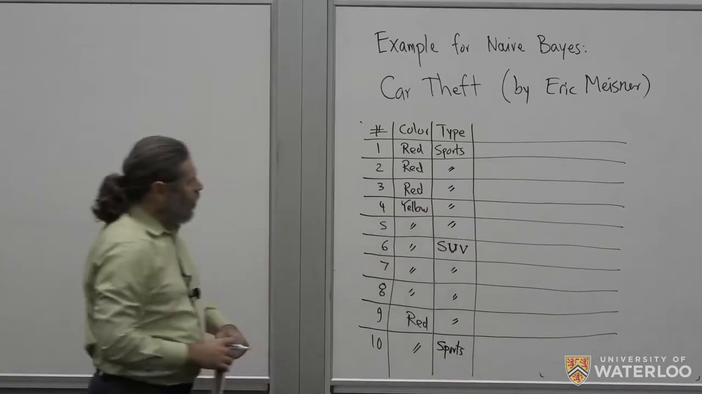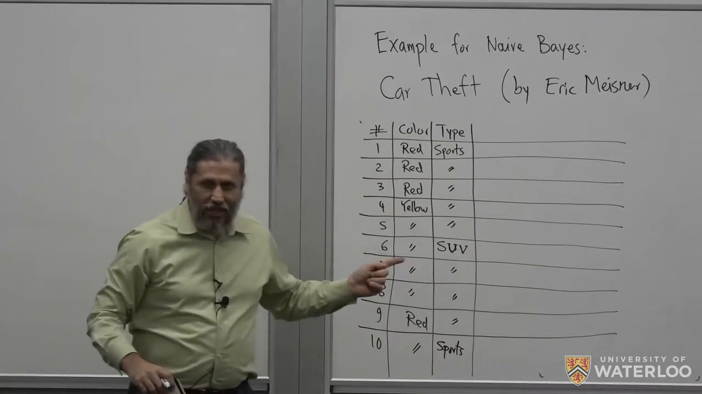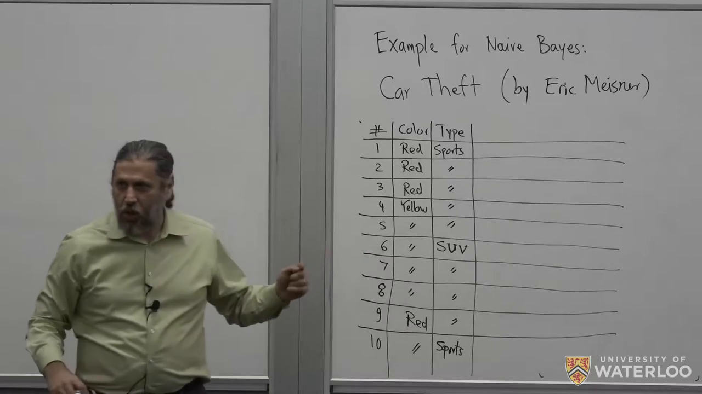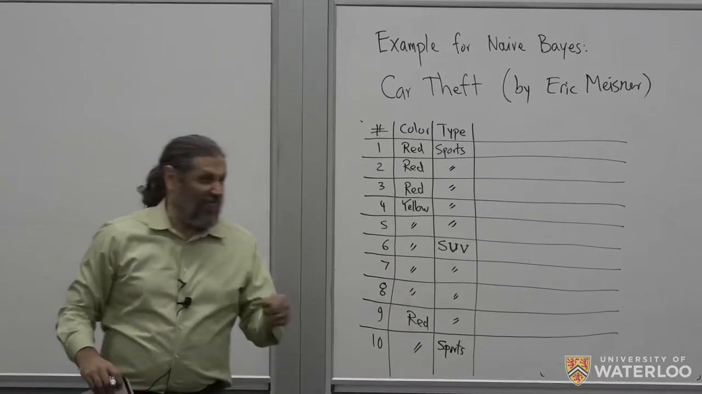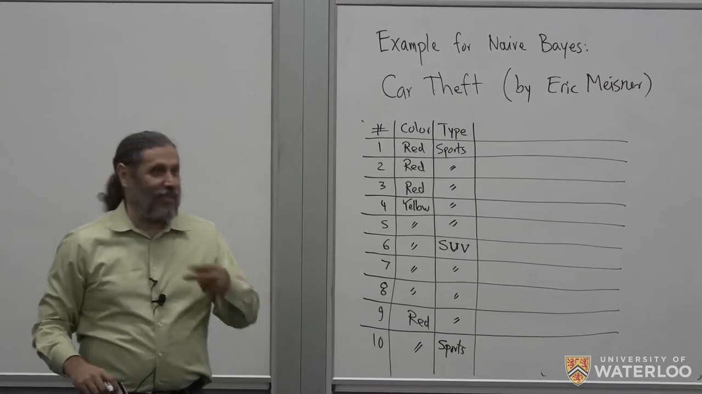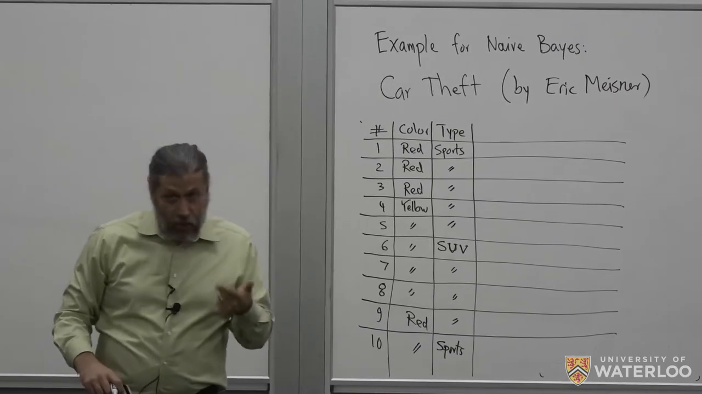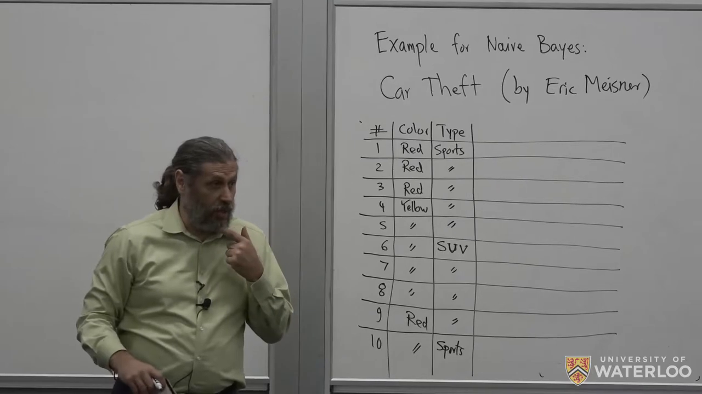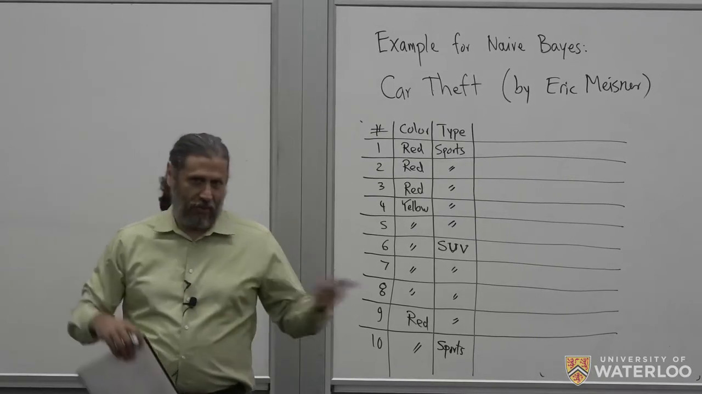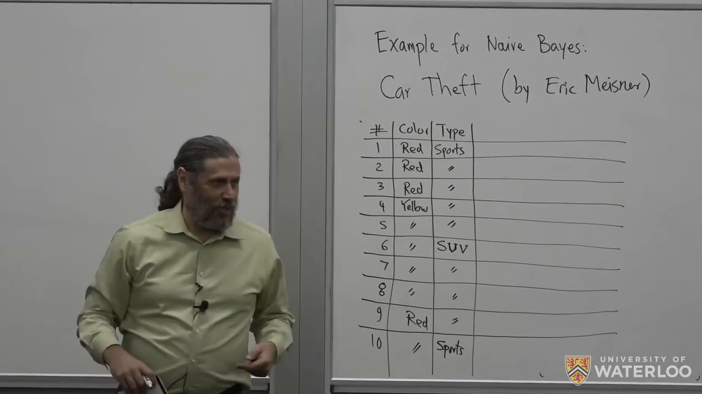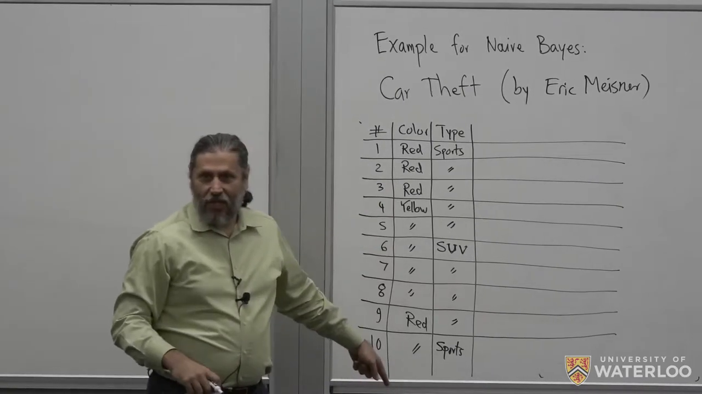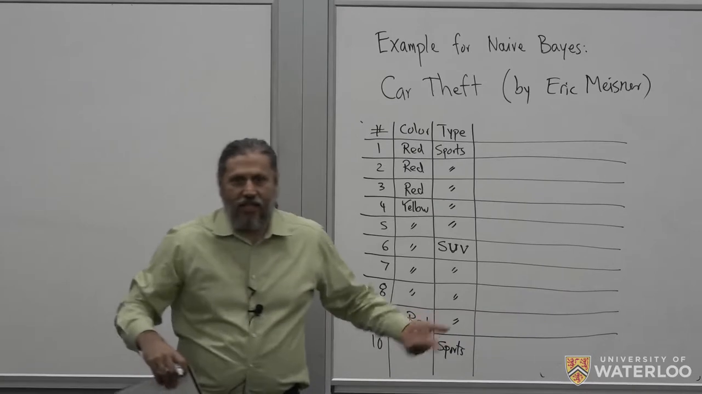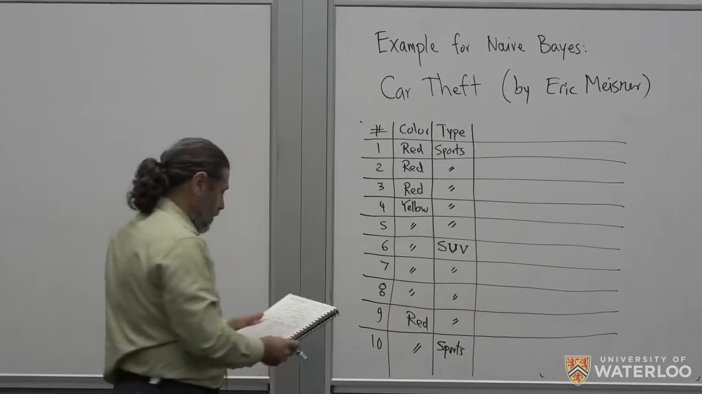Before you continue, I'm seeing a trend here, because every attribute you are showing me has only two values. The car is either red or yellow, and the type is either sports or SUV. If you have not manipulated the data, I love this data set because it makes my life so much easier. The probability of each attribute value here is 50%, so it just simplifies the calculation.